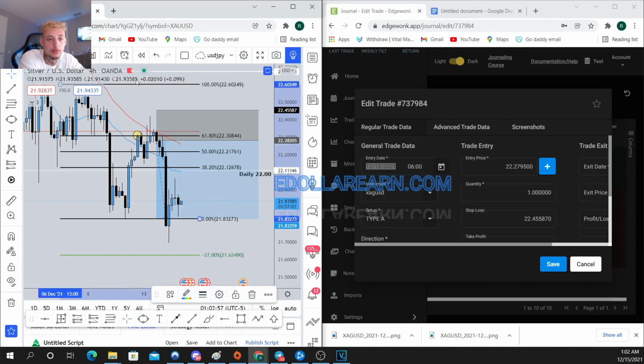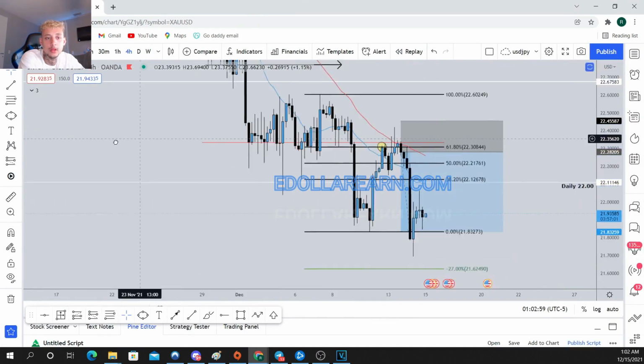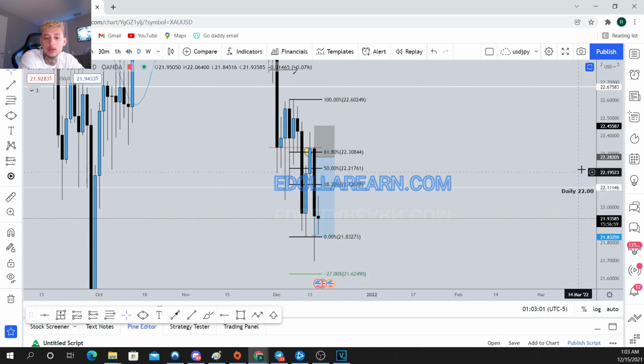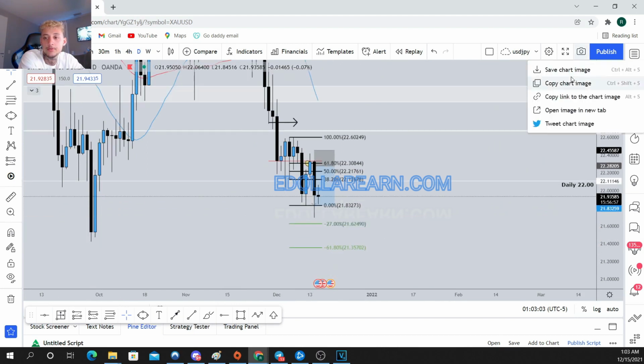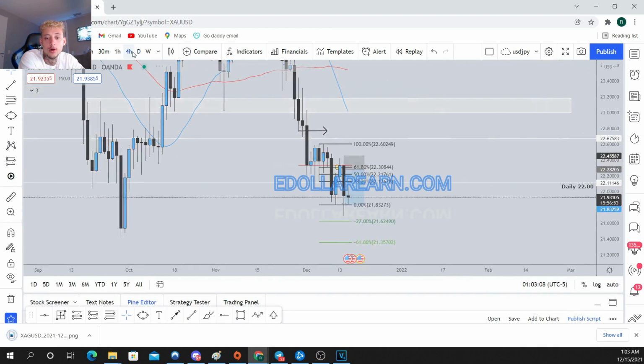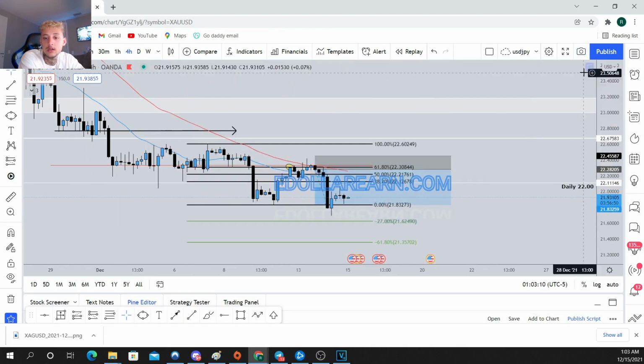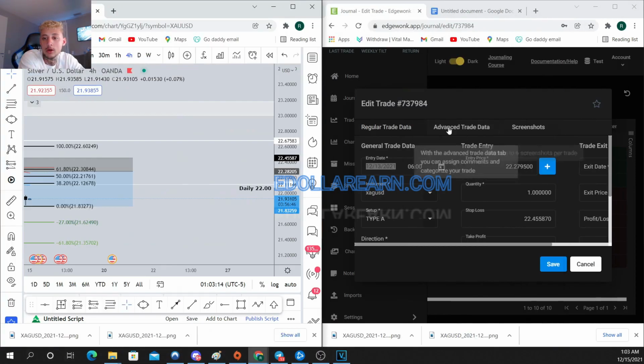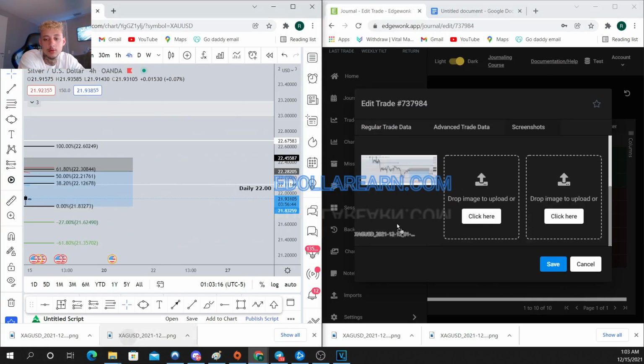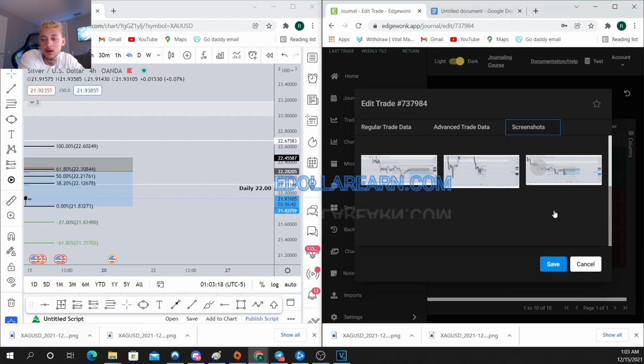Screenshot. Oh, let's actually open it up. So let's go to the daily time frame. Let's take a screenshot. Save chart image. In the 4-hour time frame, let's take another screenshot here. Then we're going to go back into our Edge Wonk screenshots. We're going to upload the daily result, and then we're going to upload the 4-hour result.